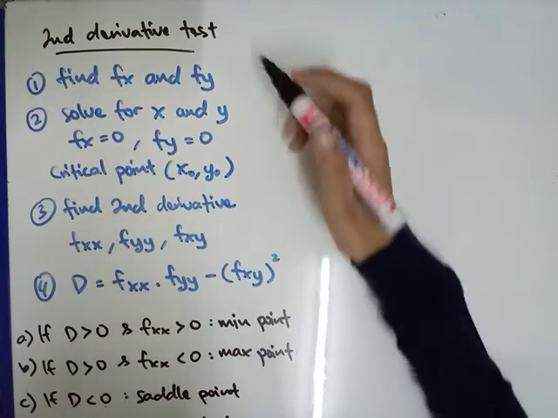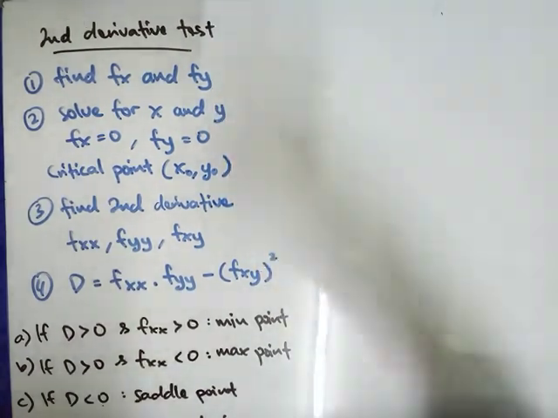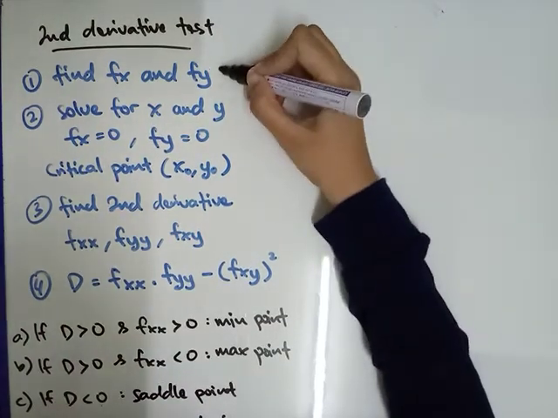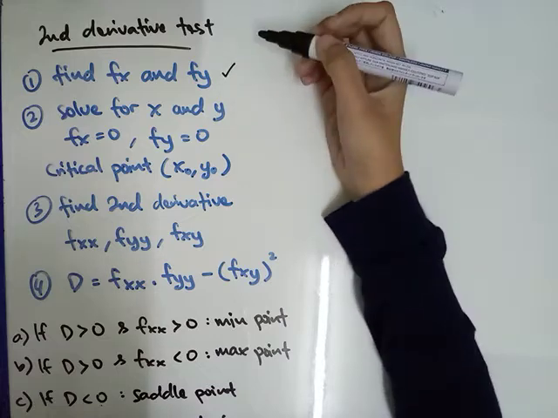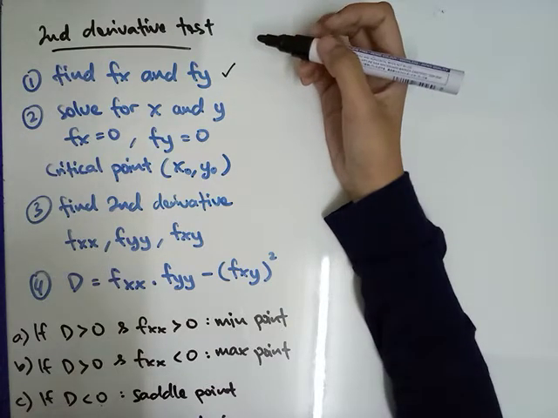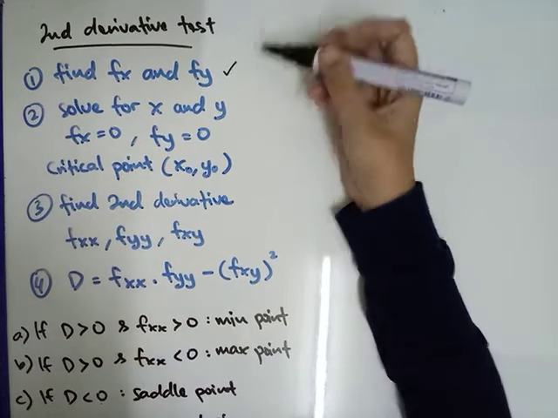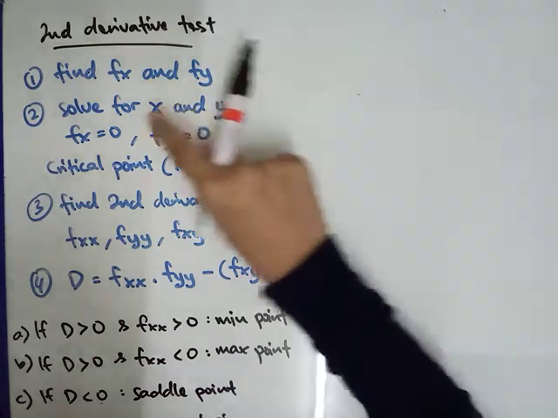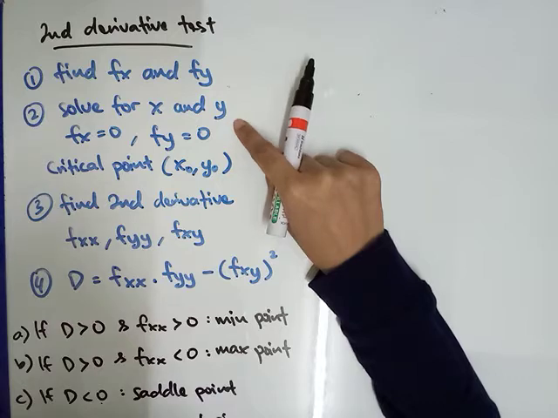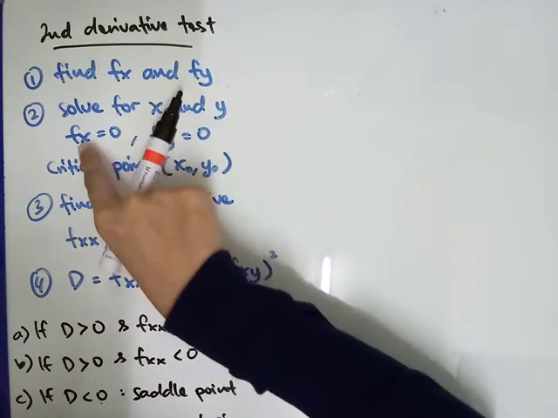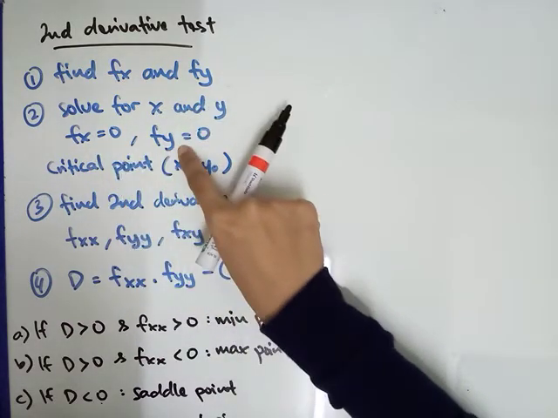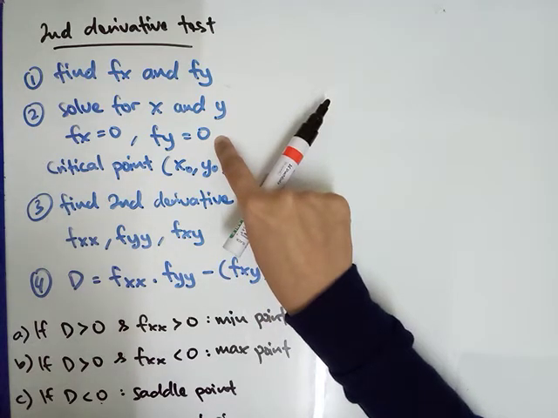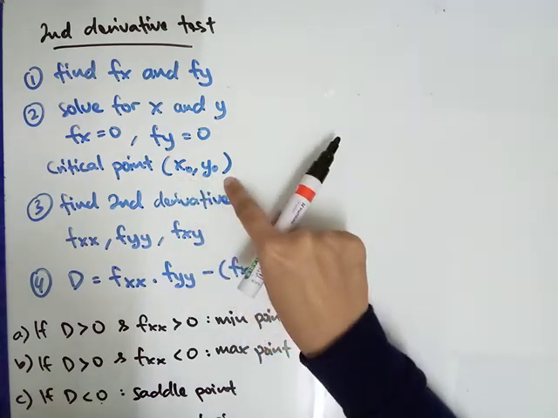So the first step, can you see? Alright, the first step we need to find fx and fy, the first derivatives with respect to x and y. And then the second step, we need to solve for x and y by making fx equal to 0 and fy equal to 0, so that we can find the critical point x naught and y naught.